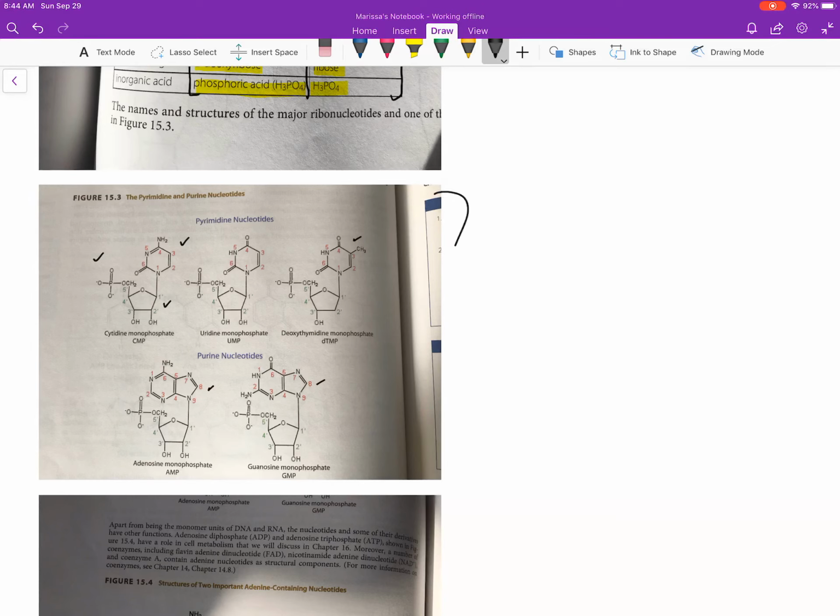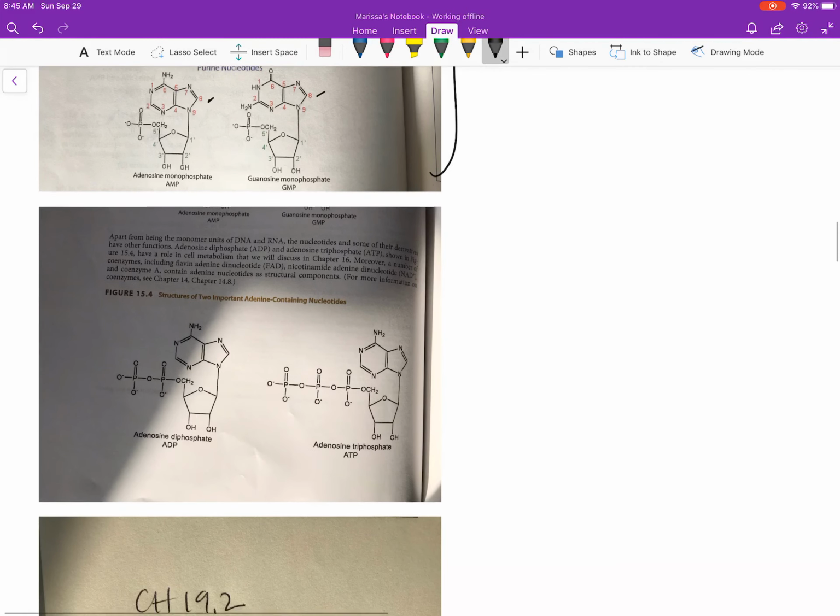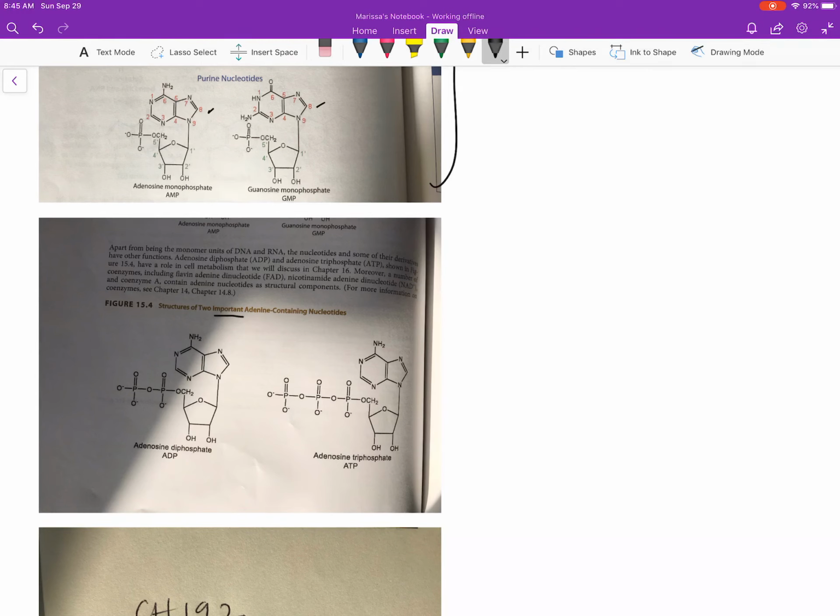Now I'm not going to ask you to draw these, okay, so don't worry. I just wanted you to see what the one nucleotide would look like, the single nucleotide, before we start linking them up. Now there are 2 really important adenine-containing nucleotides, and that is adenosine diphosphate and adenosine triphosphate.